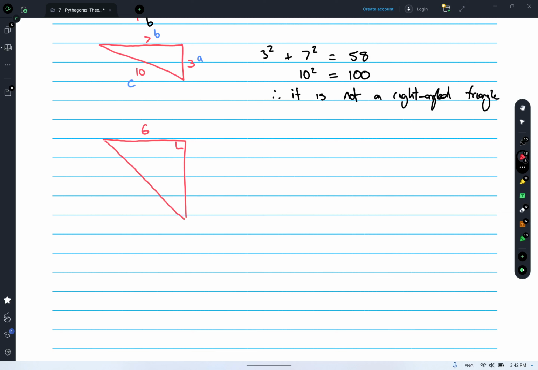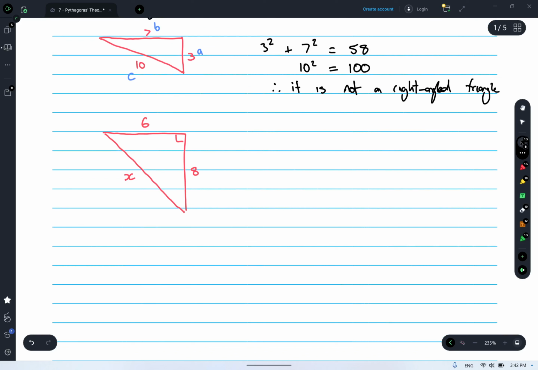Say that this was 6, this was 8, and this was x. And I want to find what the value of x is. So I know it's a right angle triangle because it's given me this. Because it's told me it's a right angle triangle, that will help me. That tells me that I can use Pythagoras' theorem for this.